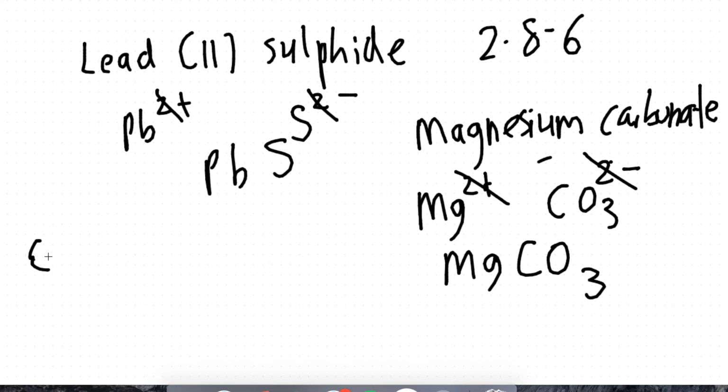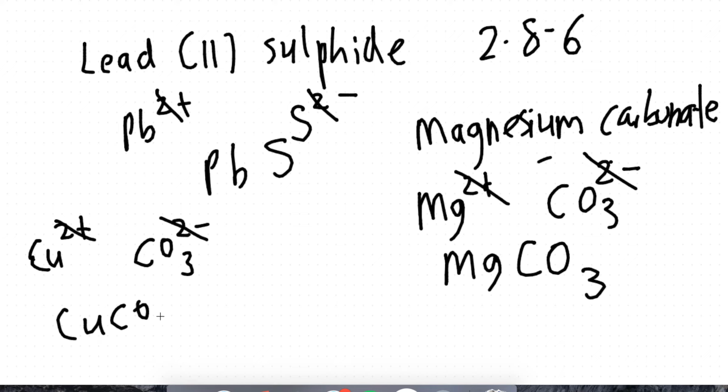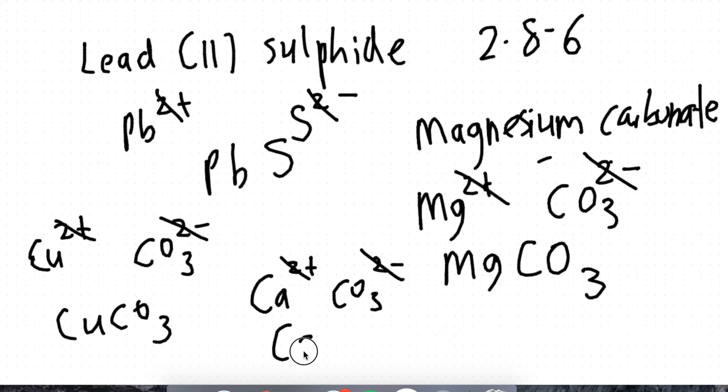Copper(II) carbonate. Same thing, copper is Cu2+, carbonate is CO3 2-, cancel, CuCO3. One more, calcium carbonate. Calcium is Ca2+, carbonate is CO3 2-, cancel, CaCO3. So this is how you form these compounds.